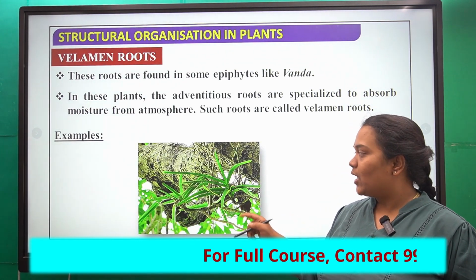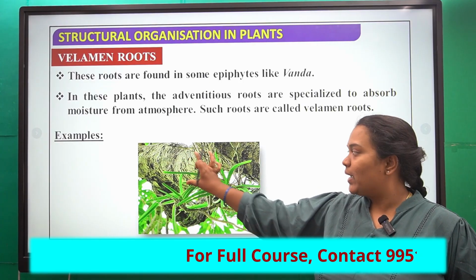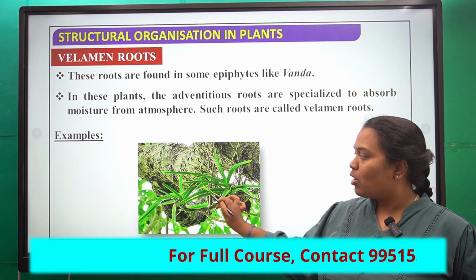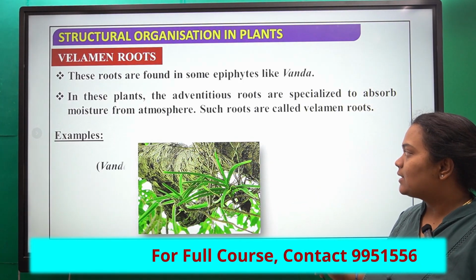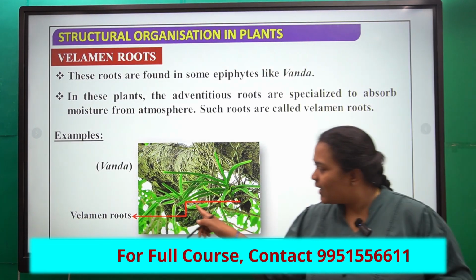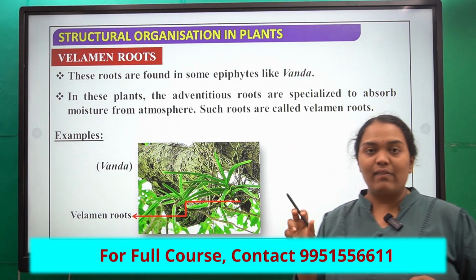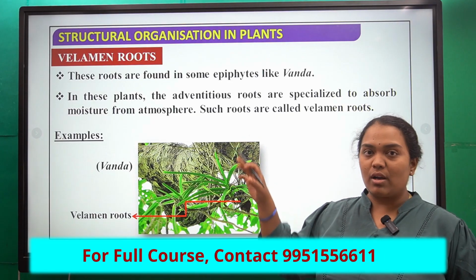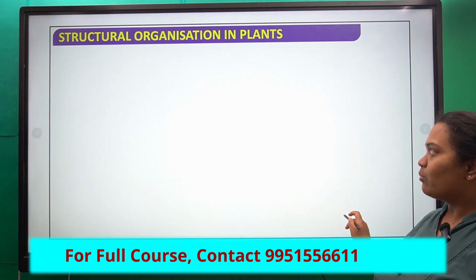Example is, here you can see this is the big plant over which this small plant is growing. Example is Vanda. And these are the velamen roots here, which have some pores which take up moisture or water from the air or atmosphere.